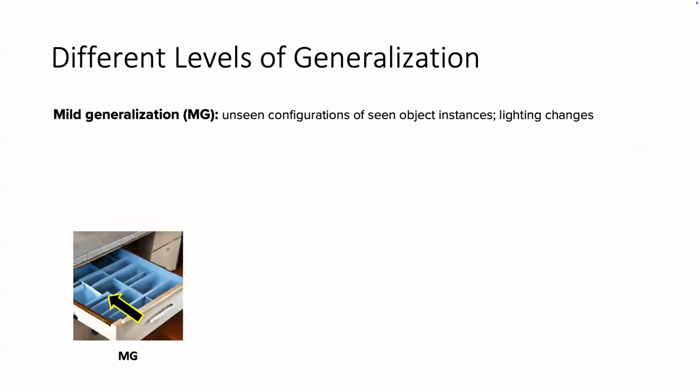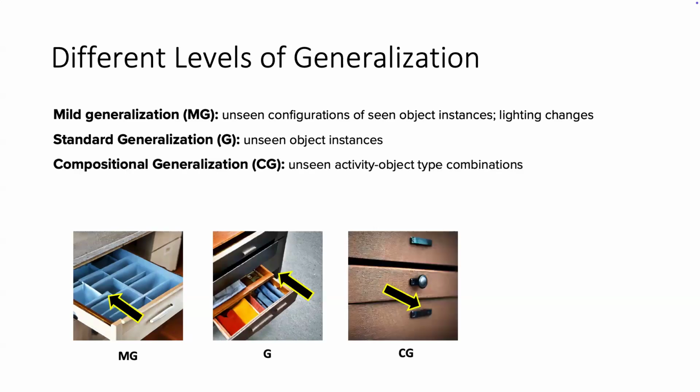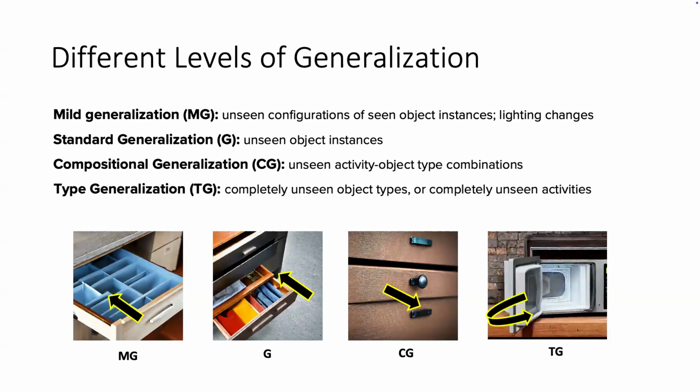We are going to do the evaluation across different levels of generalization. Mild generalization is the same objects that you saw in the training examples, but lighting is changed or some minor changes like position changes. Standard generalization is completely unseen object instances. Categories remain the same, but object instances are different. Compositional generalization is where the combination of action and object has never been seen before, but this object has been seen with some other action. And last is type generalization, where there is a completely new object category and a completely new action category that was never seen before, and now we test on this task itself.